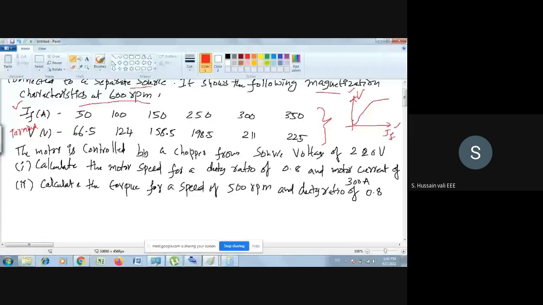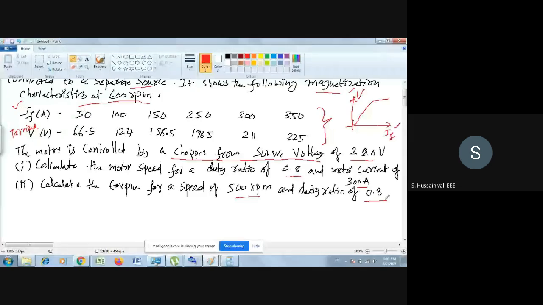Then what he is asking: the motor is controlled by a chopper. Now comes the chopper here. The motor is controlled by a chopper from the source of 220 volts. Calculate the motor speed for a duty ratio of 0.8 and a motor current of 300 ampere. First question. Second question is calculate the torque for a speed of 500 rpm and duty ratio of 0.8. So these are the two questions.